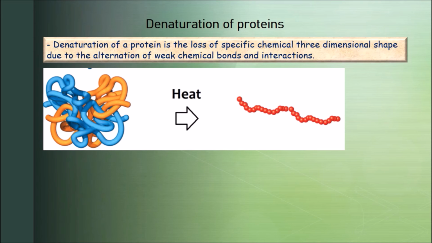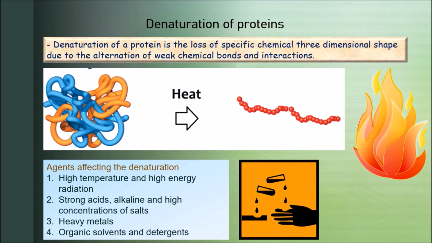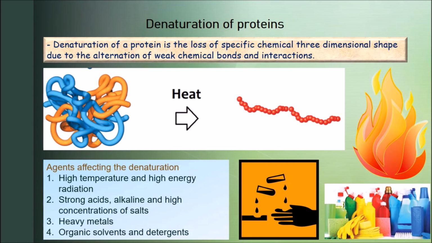Denatured proteins are usually non-functional. Sometimes denaturation can be reversed and sometimes it is permanent. Agents affecting the denaturation: high temperature and high energy radiation, strong acids, alkaline and high concentrations of salts, heavy metals, organic solvents and detergents.